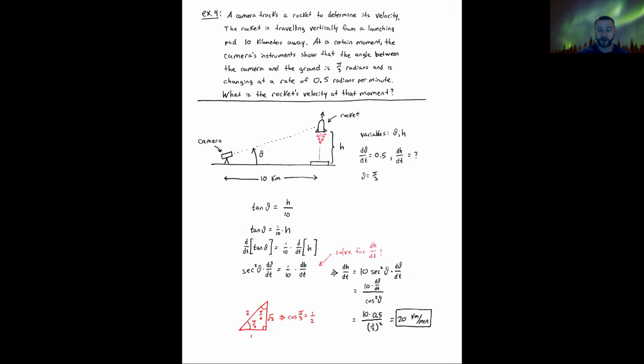At this point, we can plug everything in. We have d theta over dt given as 0.5 radians per minute. And in that denominator, cosine squared of pi over 3 is 1/2 squared. If you plug all that in and simplify it, you should find you get as your answer 20. And then the units, just to be consistent with your science courses, here the distance is measured in kilometers and the time in minutes. So we get the rate of change of height, the rocket's velocity, as 20 kilometers per minute.